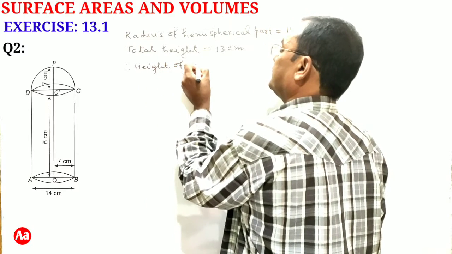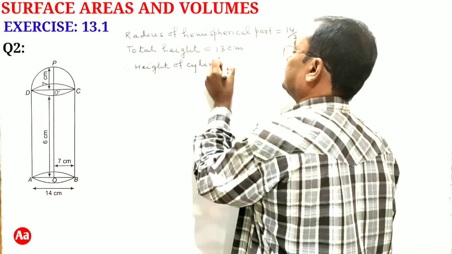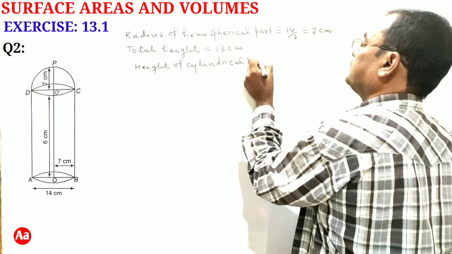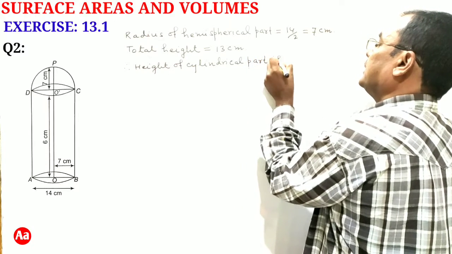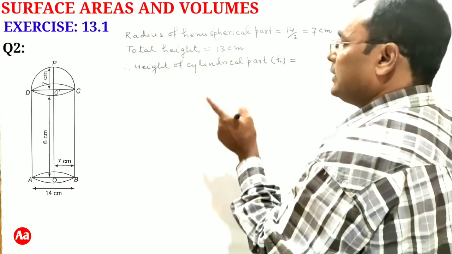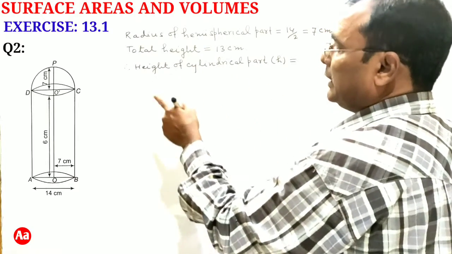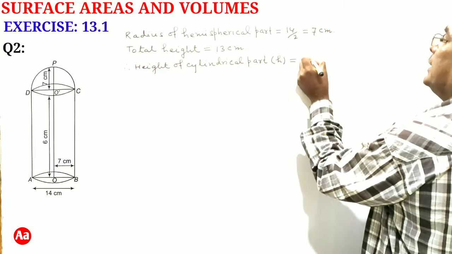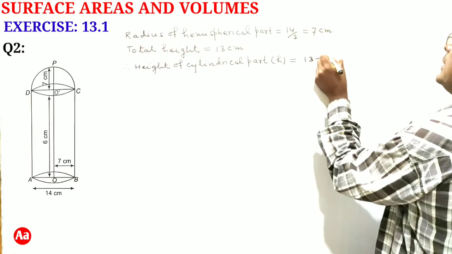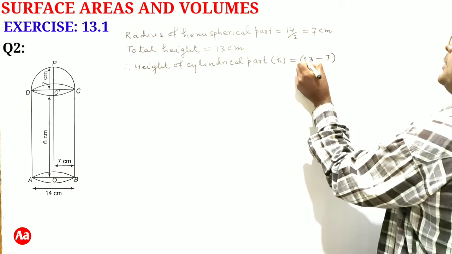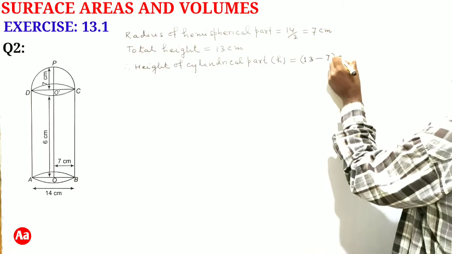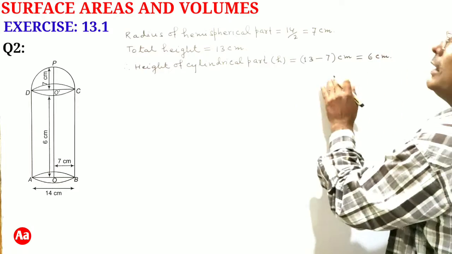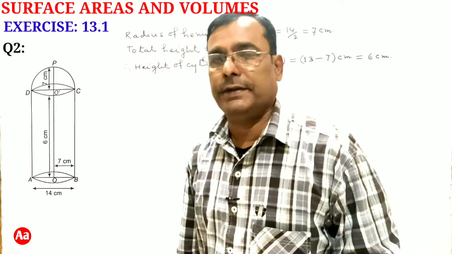Height of cylindrical part of the vessel, let's say h, is equal to total height minus radius of the hemispherical part of the vessel. Total height given is 13 minus radius of hemispherical part, which is 7 centimeter, so this will be 6 centimeter, the height of cylindrical part of the vessel.